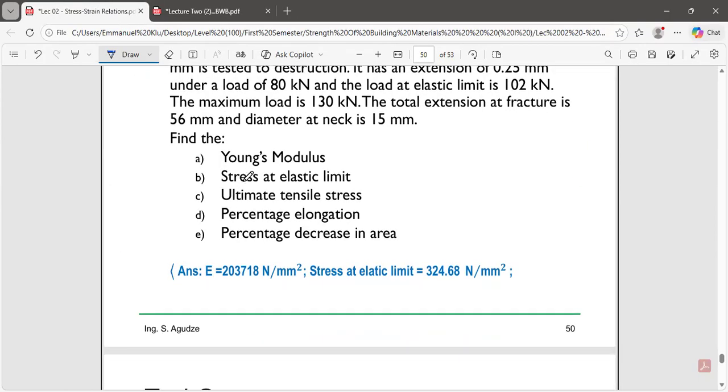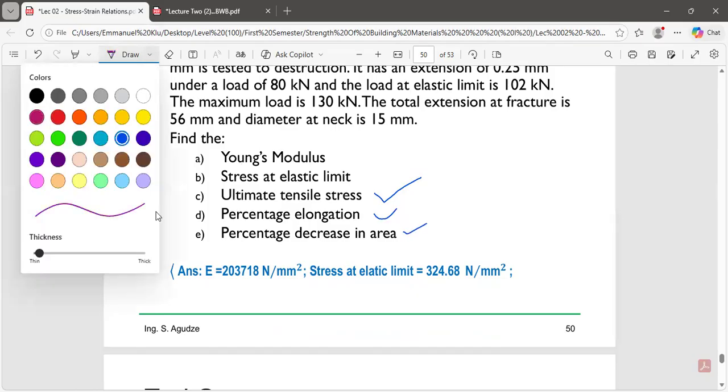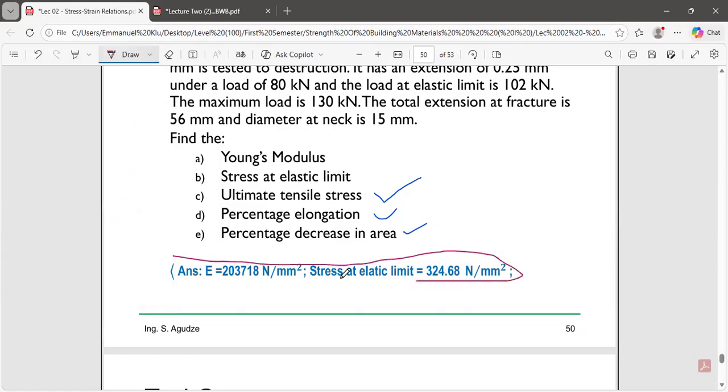What is the question asking us to calculate? The first one said we should calculate the Young's modulus. The second one says we should calculate the stress at elastic limit. We're also supposed to calculate the ultimate tensile stress, and also the percentage elongation and the percentage reduction in area. As you can see, some answers have been provided over here.